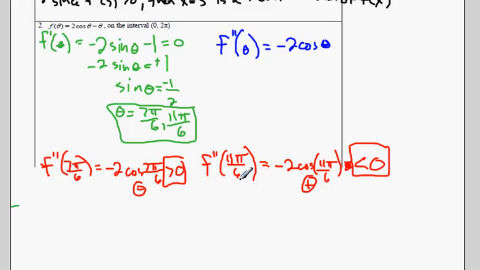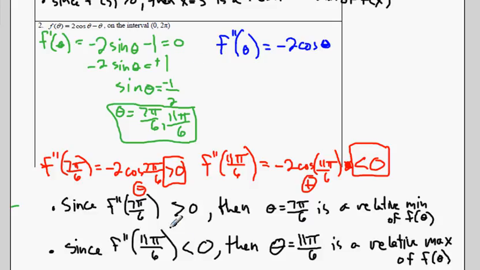Okay, so if I know the second derivative is positive, then I know I'm going to have a relative min. And if I know it's negative, I know I'm going to have a relative max. So let's write those up. Okay, so at 7 pi over 6, I'm going to have a relative min of the original function. Why? Because the second derivative is positive. And at 11 pi over 6, I'm going to have a relative max because the second derivative is negative. Again, second derivative less than 0 means it's concave down, which means I have a relative max. And when the second derivative is positive, which means concave up, I'm going to have a relative min.